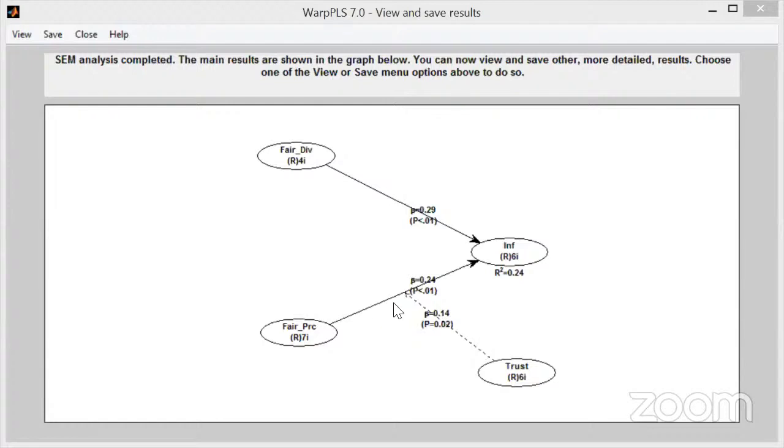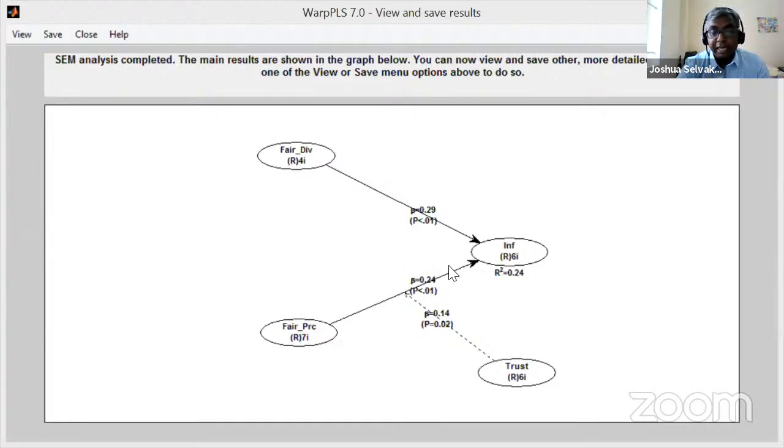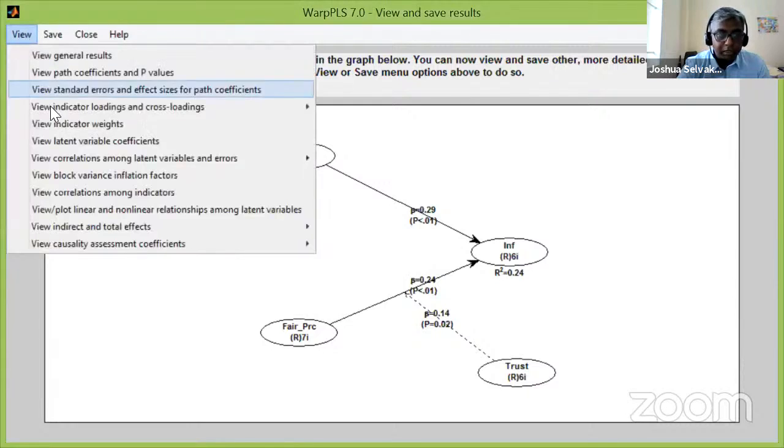Now you can see the moderating variable of trust. What has trust done? Whether trust has increased the relationship between these two or decreased the relationship between these two. So this is the moderating variable. You can even view the results like this.